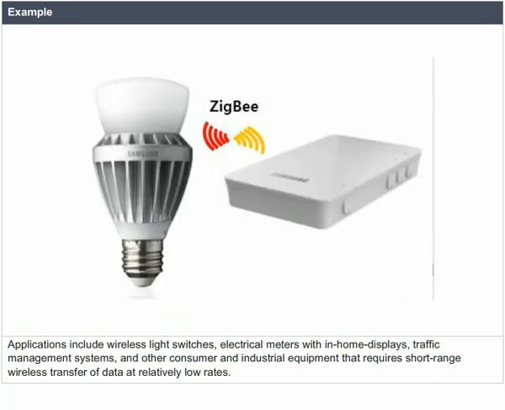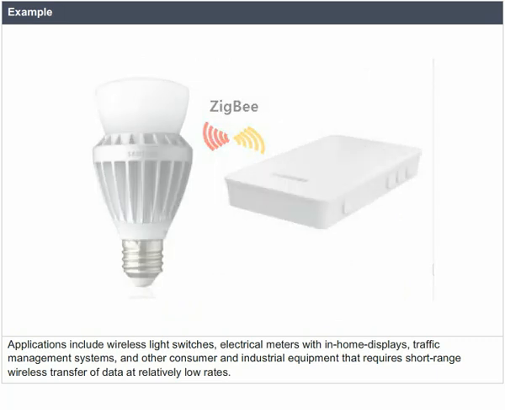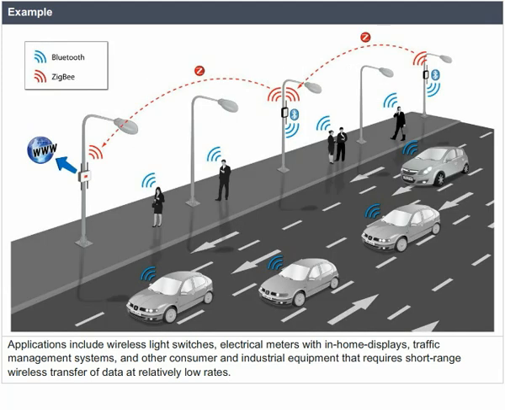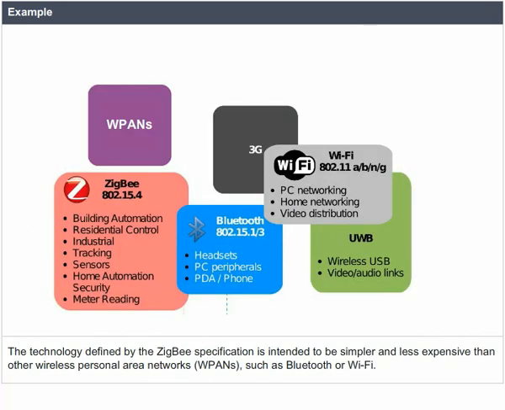Applications include wireless light switches, electrical meters with in-home displays, traffic management systems, and other consumer and industrial equipment that requires short-range wireless transfer of data at relatively low rates. The technology defined by the Zigbee specification is intended to be simpler and less expensive than other wireless personal area networks, WPANs, such as Bluetooth or Wi-Fi.